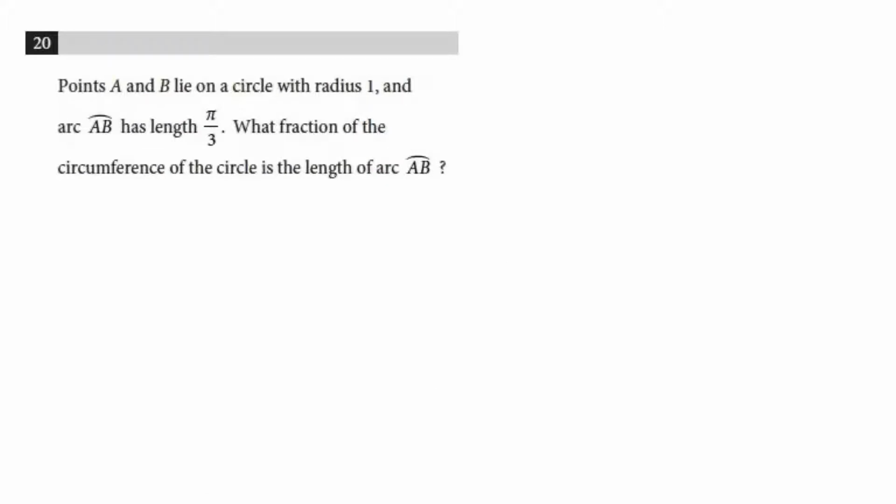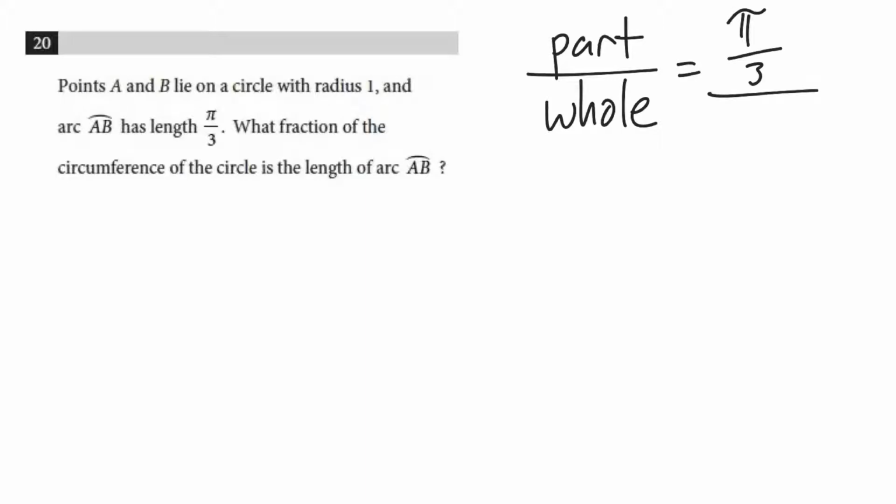20. Points A and B lie on a circle with radius 1, and arc AB has a length pi on 3. What fraction of the circumference of the circle is the length of arc AB? Okay, well, what fraction of the circle? Well, that's part to whole, right? So we want to know part to whole, and we know that the part is pi on 3, and we just need to figure out what the whole is.